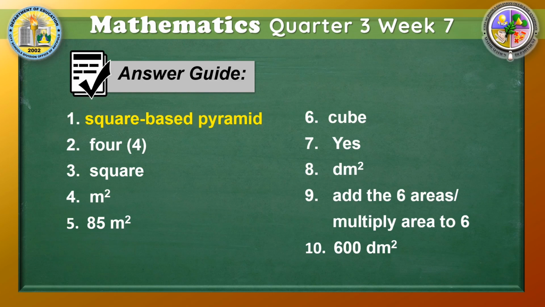In number 9, you may have 2 options for your answer. You can add the 6 areas or multiply the area by 6. And the last item, number 10, the answer is 600 square decimeters. Did you get the correct answers? Great job!